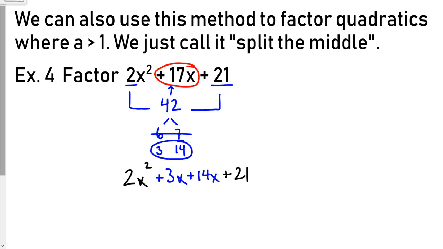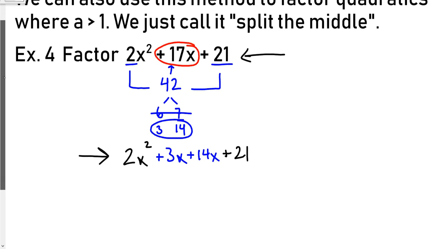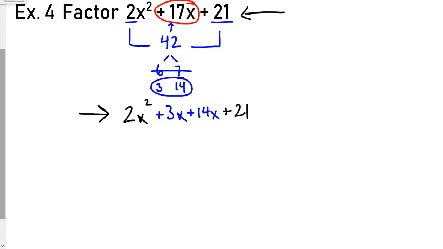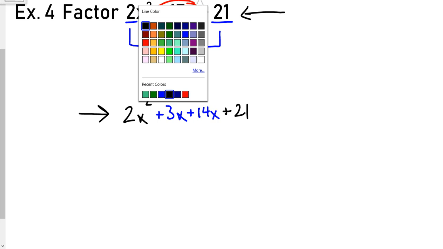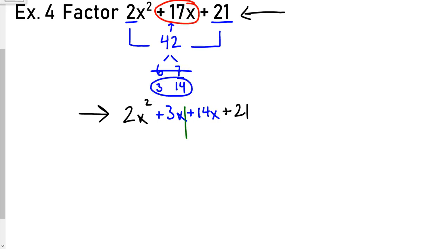This is why it's called split the middle. We're taking that middle term and splitting it to make it two terms. If I simplify this, would I get the exact same thing as my original problem? Yes, I'd combine the 3x and the 14x to get 17x. But I'm going to use this to factor. Once I have this part done, what am I then allowed to do? Well, I can divide it up into the left part and the right part.